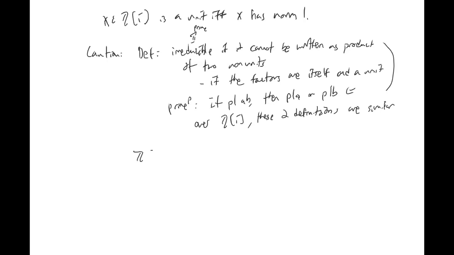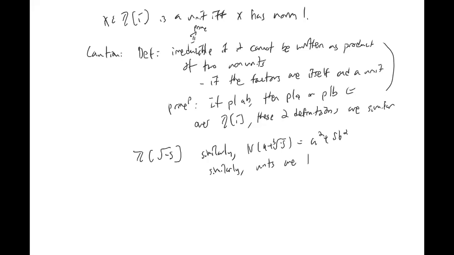Consider instead of this ring, Z[root negative 5]. Similarly, you can show the norm of a plus root negative 5 b is not a squared plus b squared, it's a squared plus 5b squared. And similarly, you can show the units are those of norm 1, with the same proof.